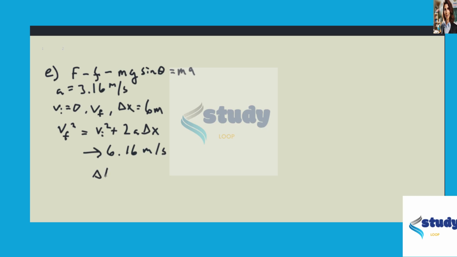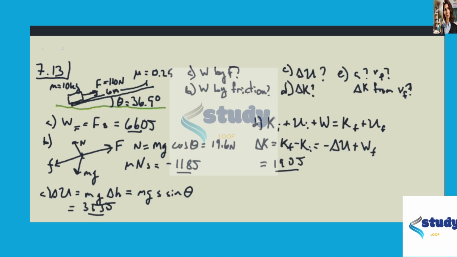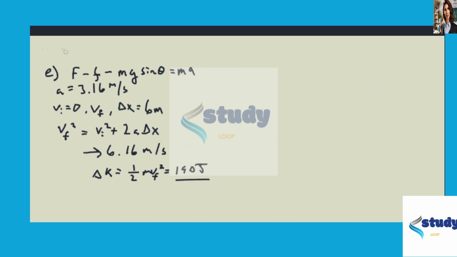And so now our change in kinetic energy from this, the initial kinetic energy is 0, so just 1/2 m v f squared is equal to 190 joules. And looking back here, we found that computing the change in the kinetic energy this way, we get the same answer. So all is right with the world.